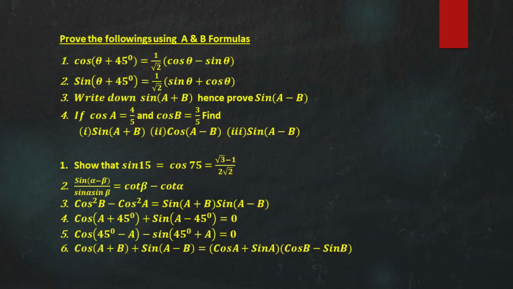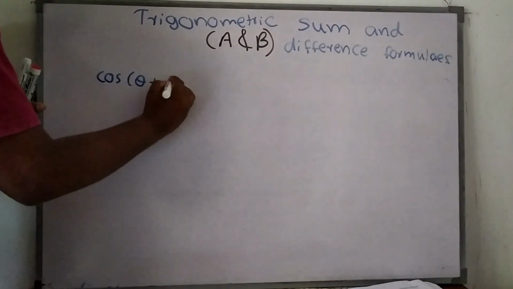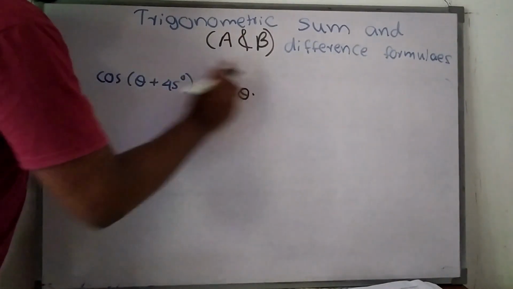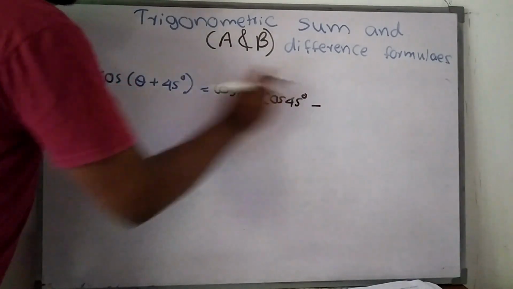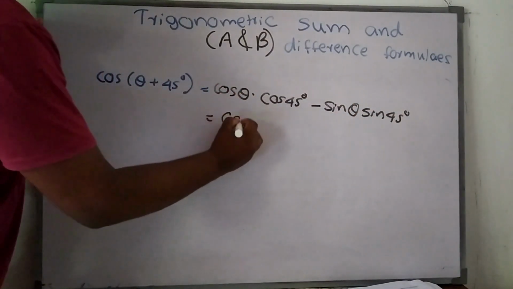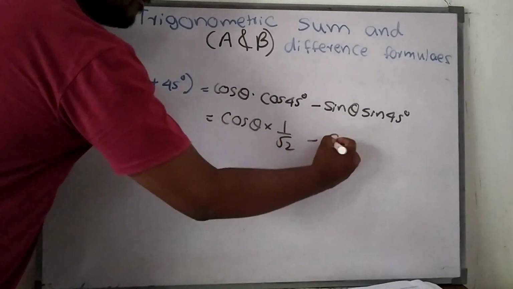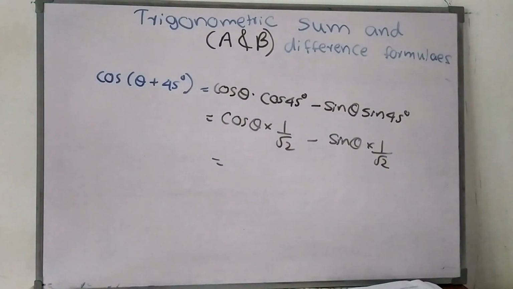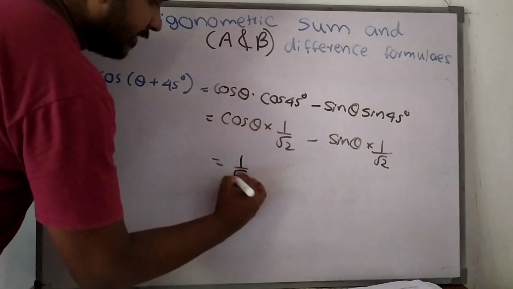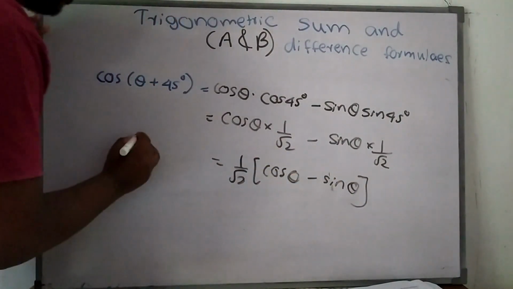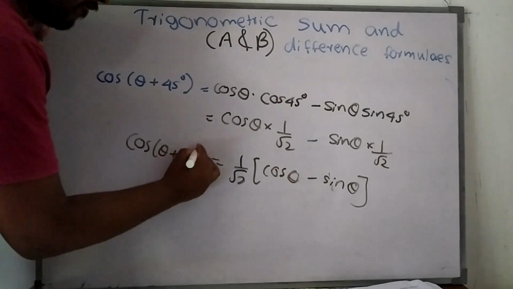Okay, so this is my first example: cos of theta plus 45, right? We have to expand it like cos theta cos 45 minus sin theta sin 45. Cos 45 is 1 over root 2, and sin 45 is 1 over root 2, right? You can put the answer this way, or you can take 1 over root 2 out. In our answer they have also taken it out. This is my cos theta plus 45.